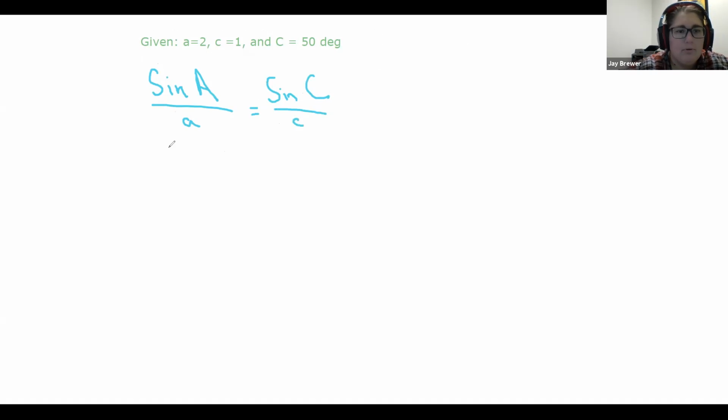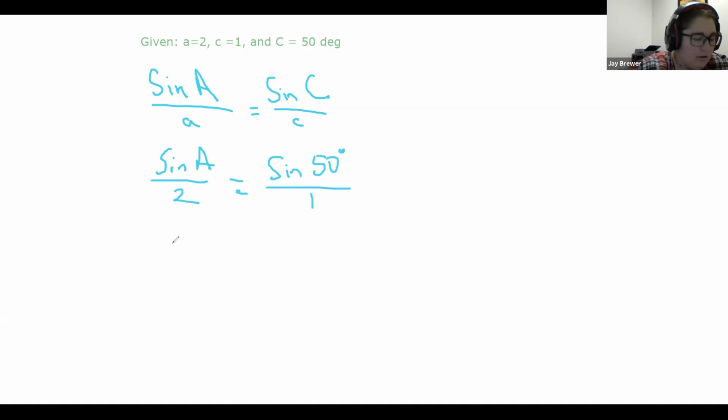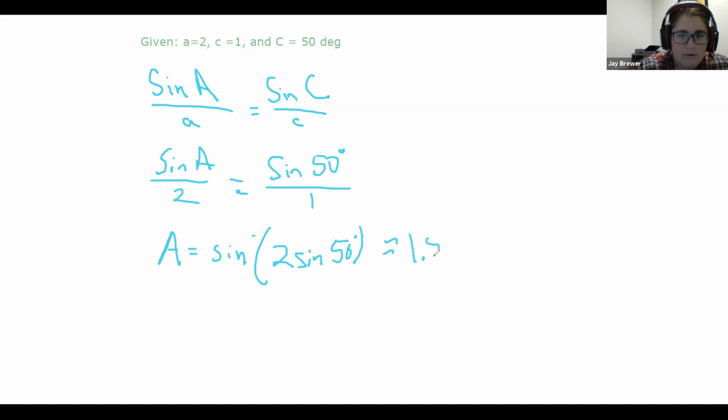Now we can plug everything in. So sine A over 2 equals sine 50 degrees over 1. Essentially, A is equal to the sine inverse of 2 sine 50 degrees, which is about 1.53.